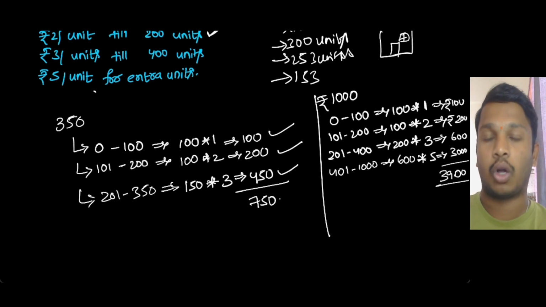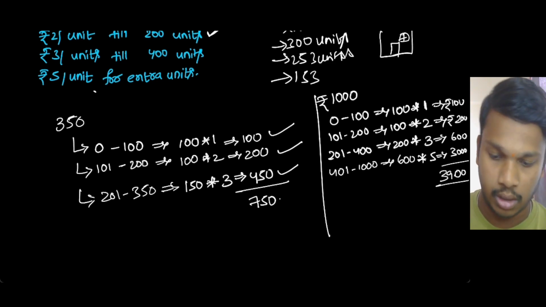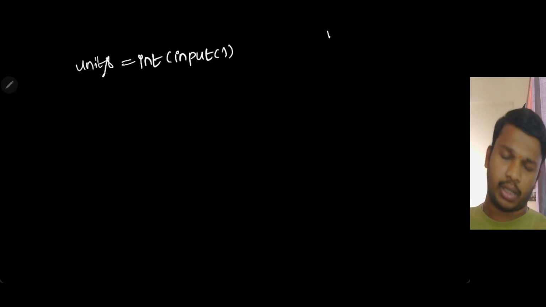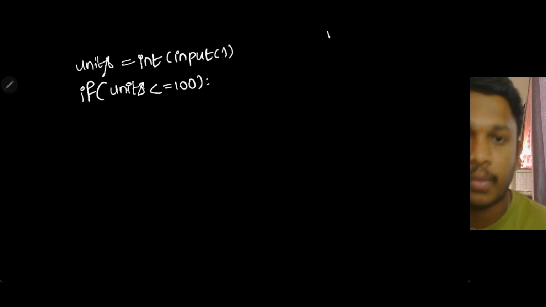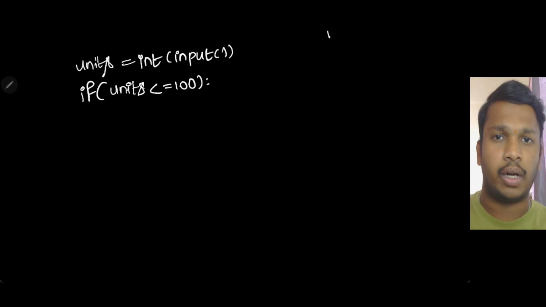Now we will write the code for this. First, they will take the input as units, correct? Units is equal to int of input, they will take the units. Now if the units are less than or equal to 100, what will they do?